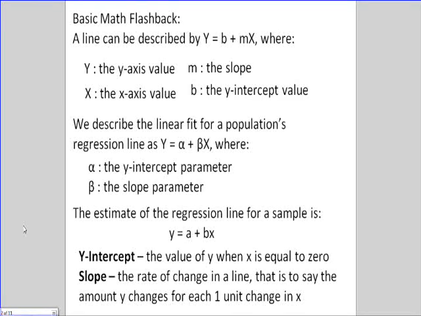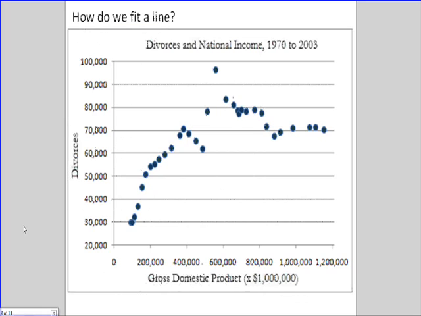Now remember that the y-intercept is the value of y when x is equal to 0. This is your base amount of y. And slope is the rate of change in a line. That is to say, the amount y changes for each 1 unit change in x.